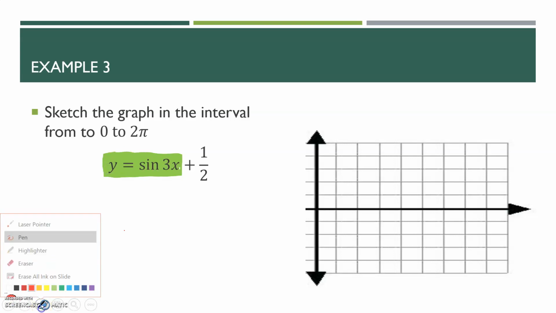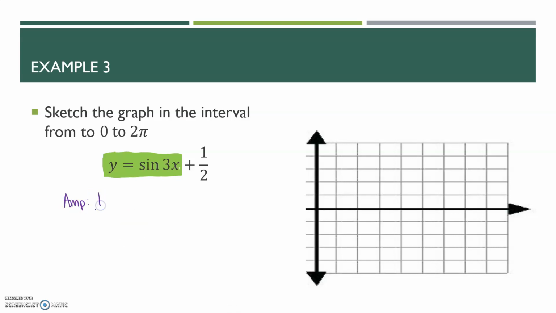I'm just going to graph this like we've been doing up till now. I'm going to say, okay, what's my amplitude? Well, my amplitude is 1. There's nothing in front of the sine. What's my period? My period would be 2 pi over b, which is 2 pi over 3. So what this means is that we have one cycle between 0 and 2 pi over 3.